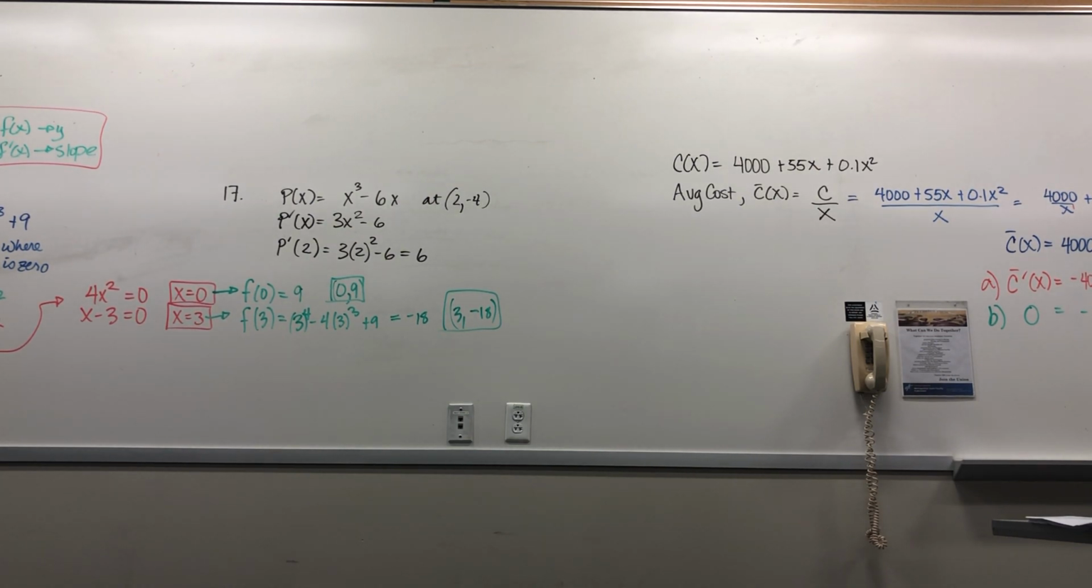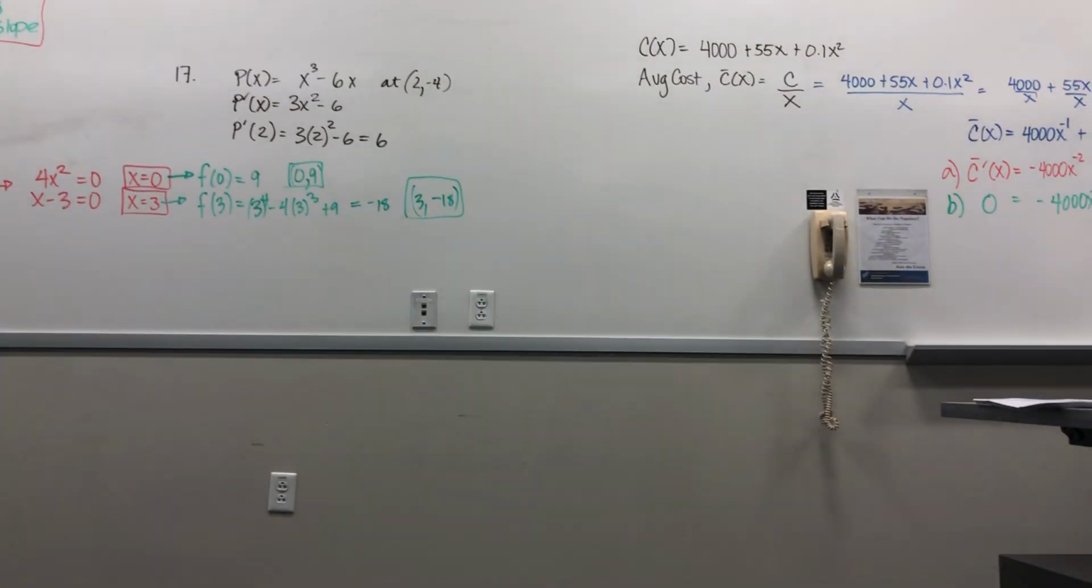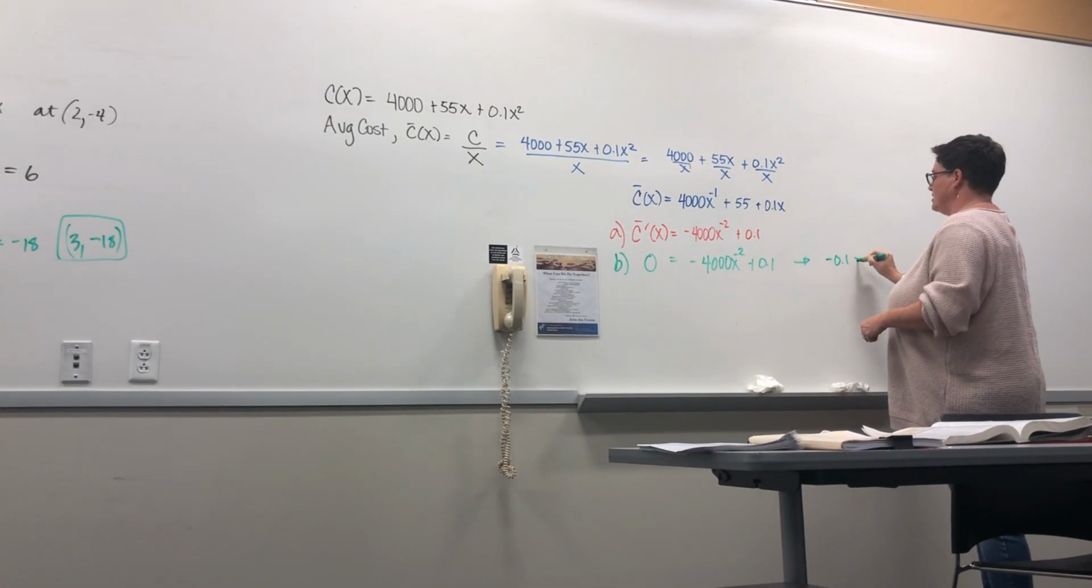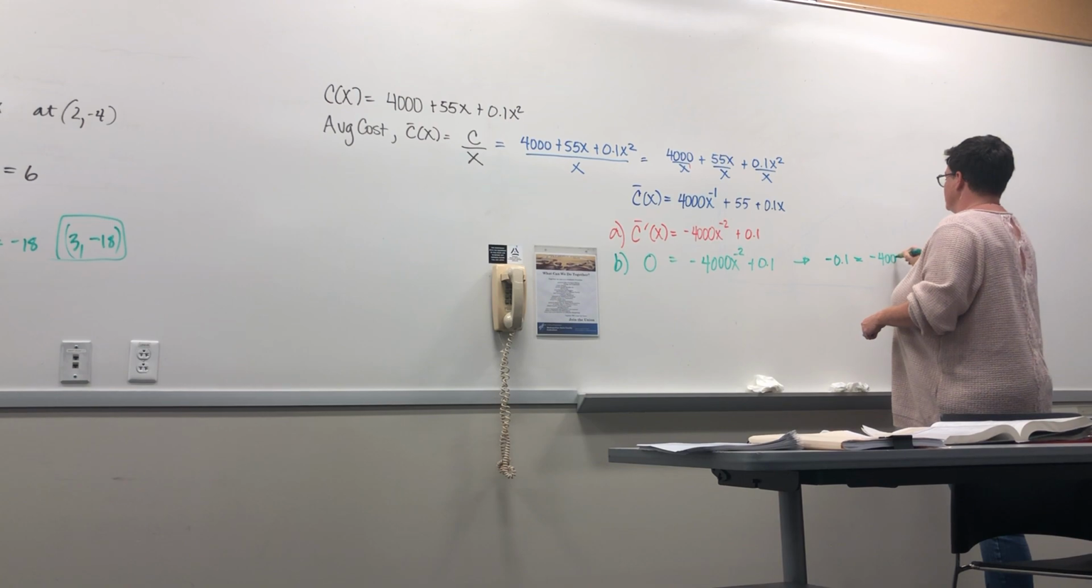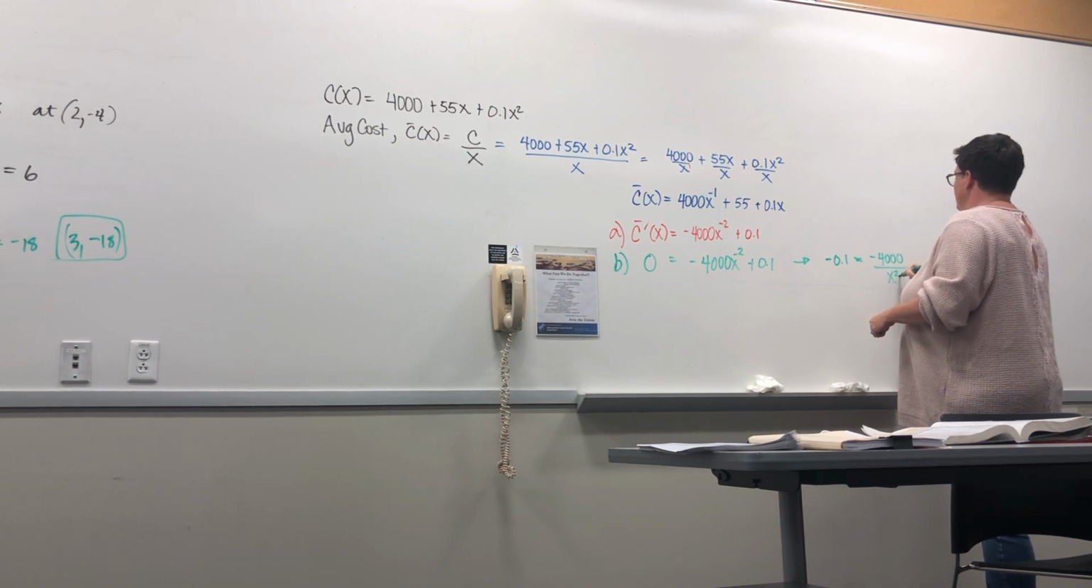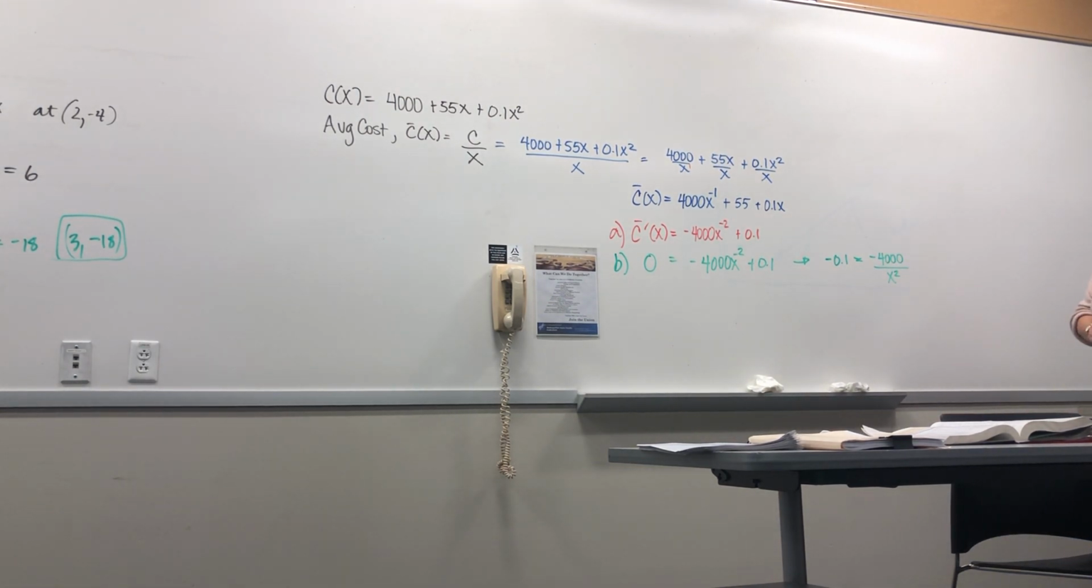So, what am I going to do to this? I'm going to bring the x squared back downtown. I'm also going to bring the 0.1 over here. I'm just going to move it over. So negative 0.1 equals negative 4,000 over x squared. Is everyone okay with what I've done there? Let you guys stare at it for a second. This is in your way, isn't it? Is that better?